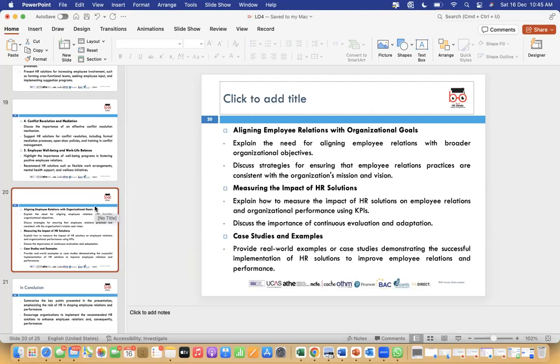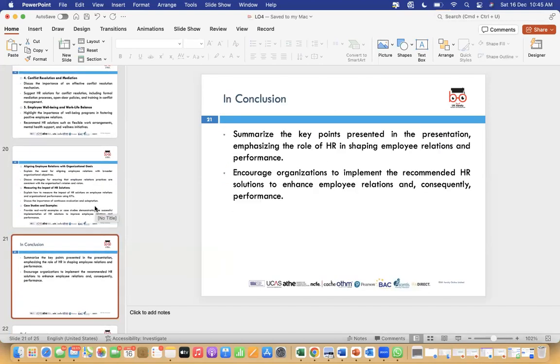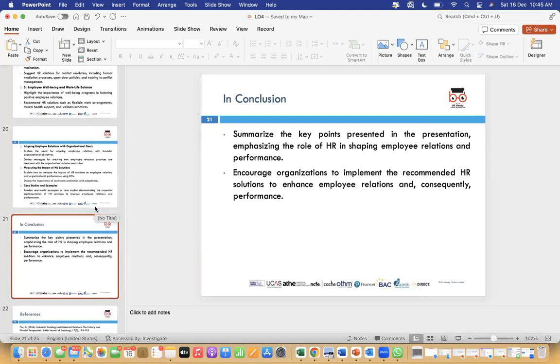Then measuring the impact of HR solutions. So again, it's important that if you're putting an HR solution or a resolution in place, we need to measure through feedback or surveys if that was helpful or not. And yeah, that's just important for HR to adapt continuously to the organization's goals as well. So we spoke about all of these points and how proper employee relations and improvements to it are going to help in performance, and also make sure that there are no conflicts in the organization. Does anyone have any questions at this point?